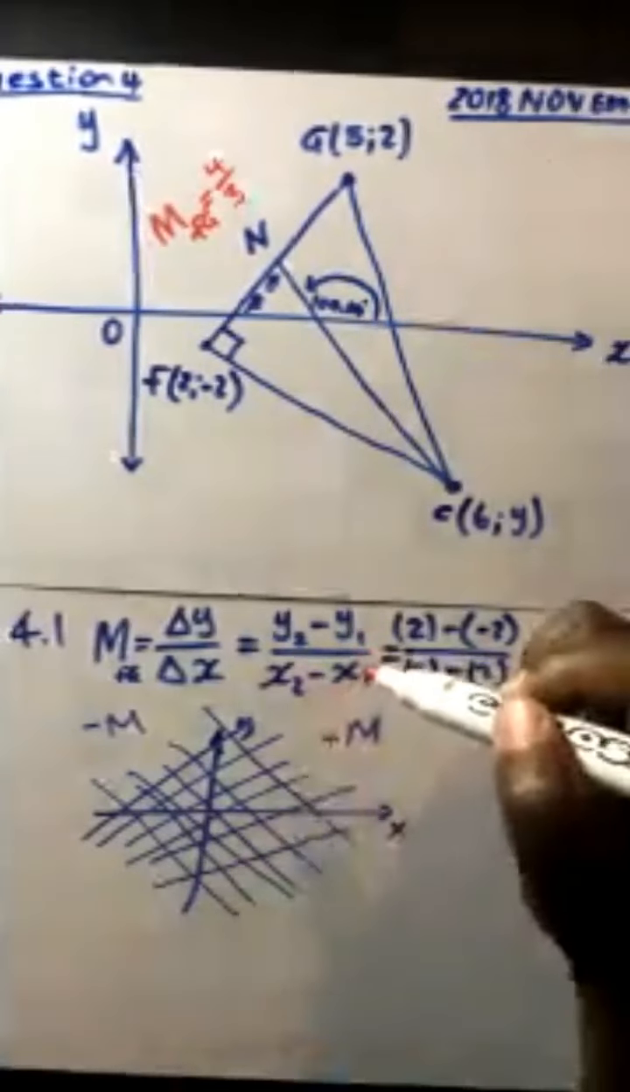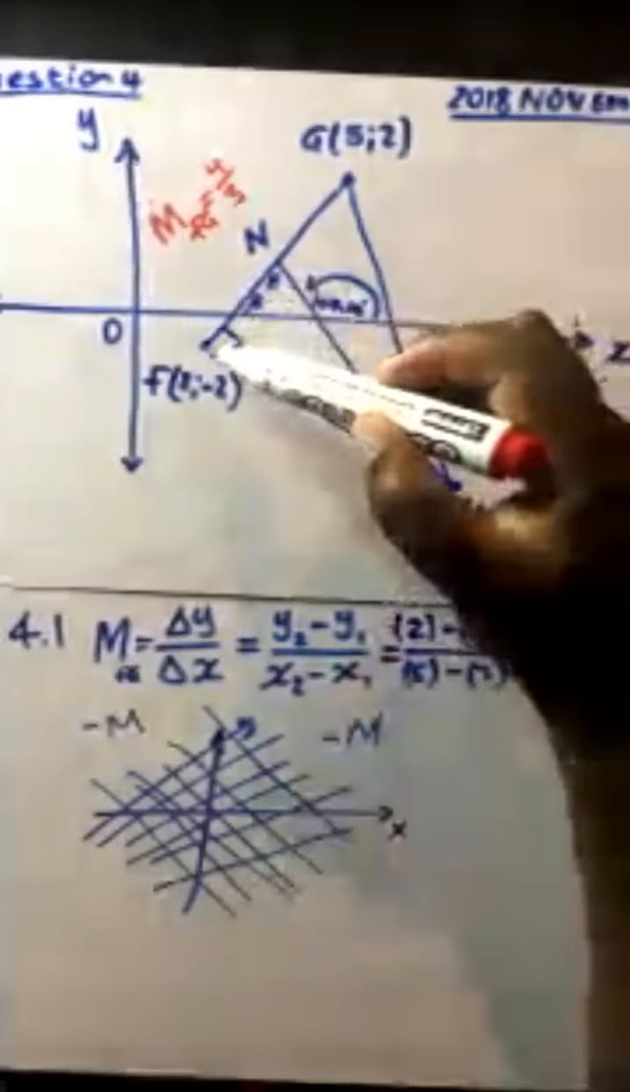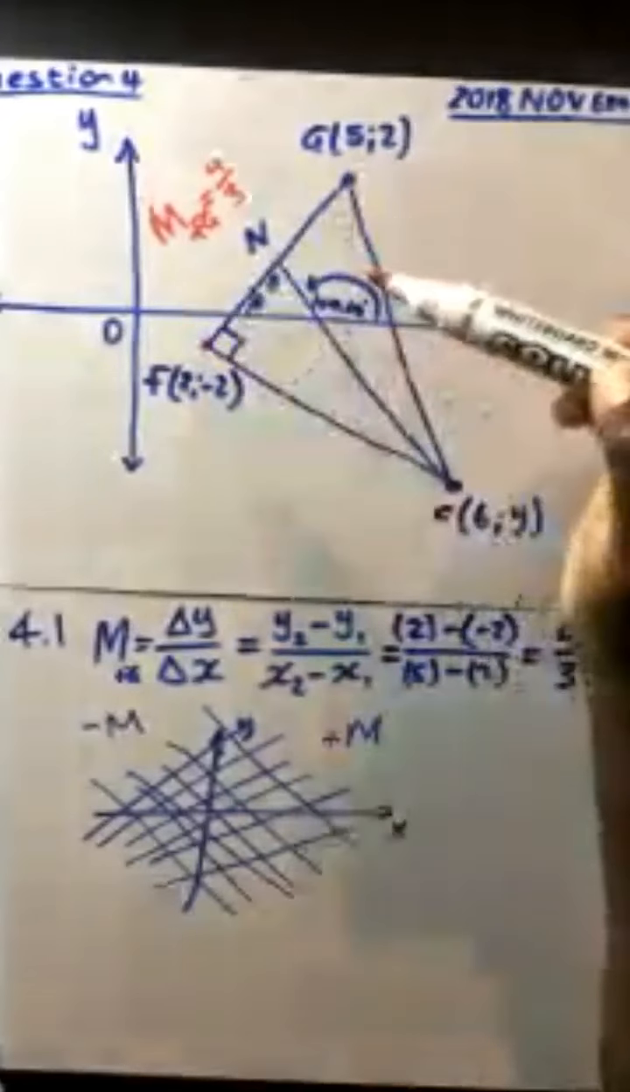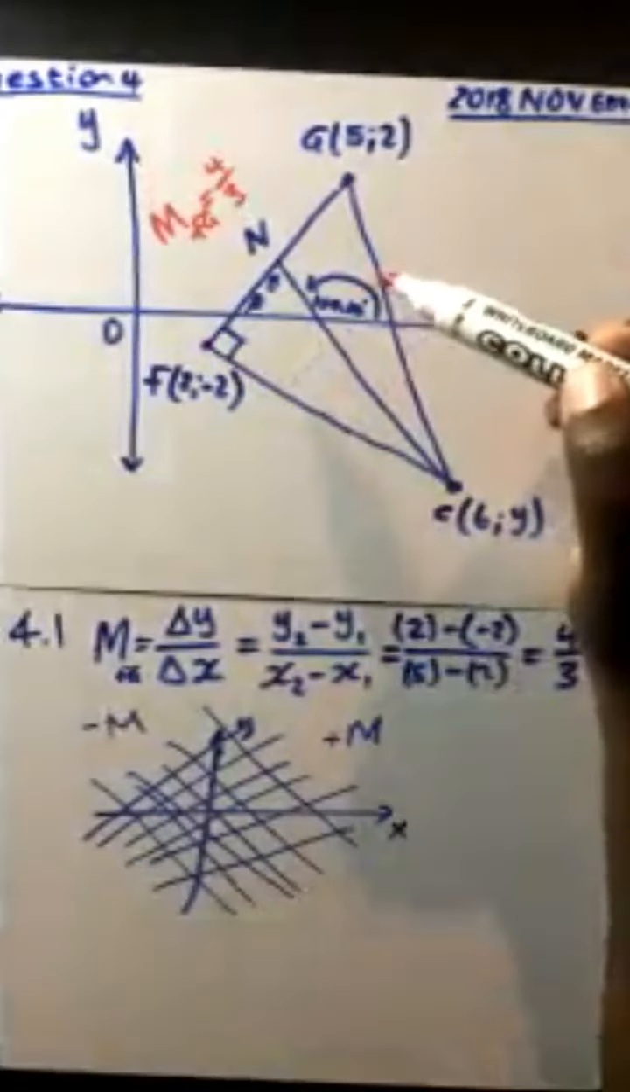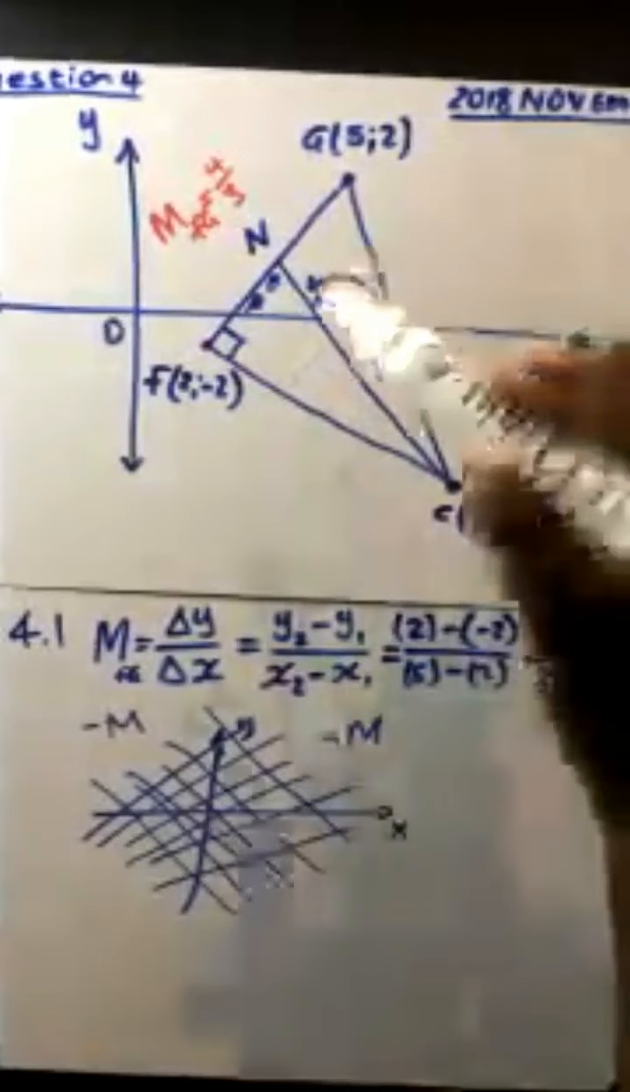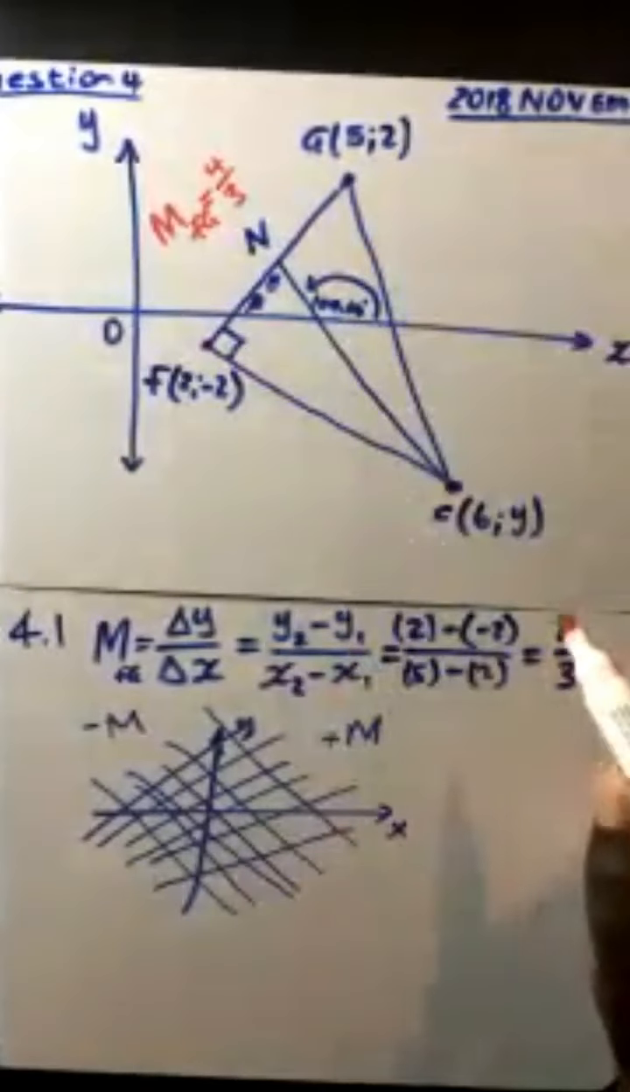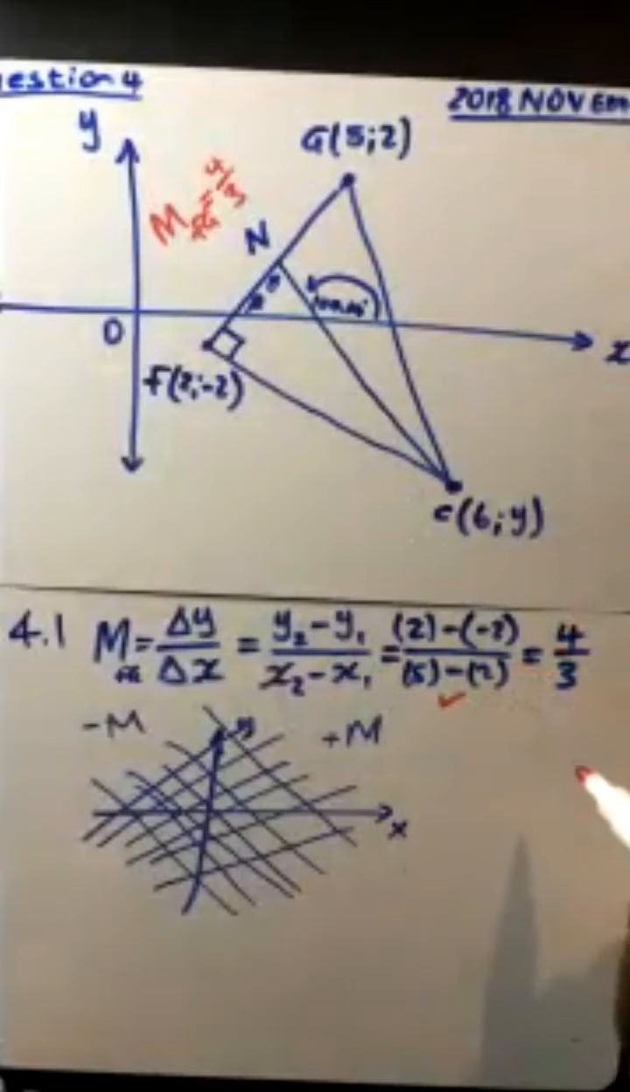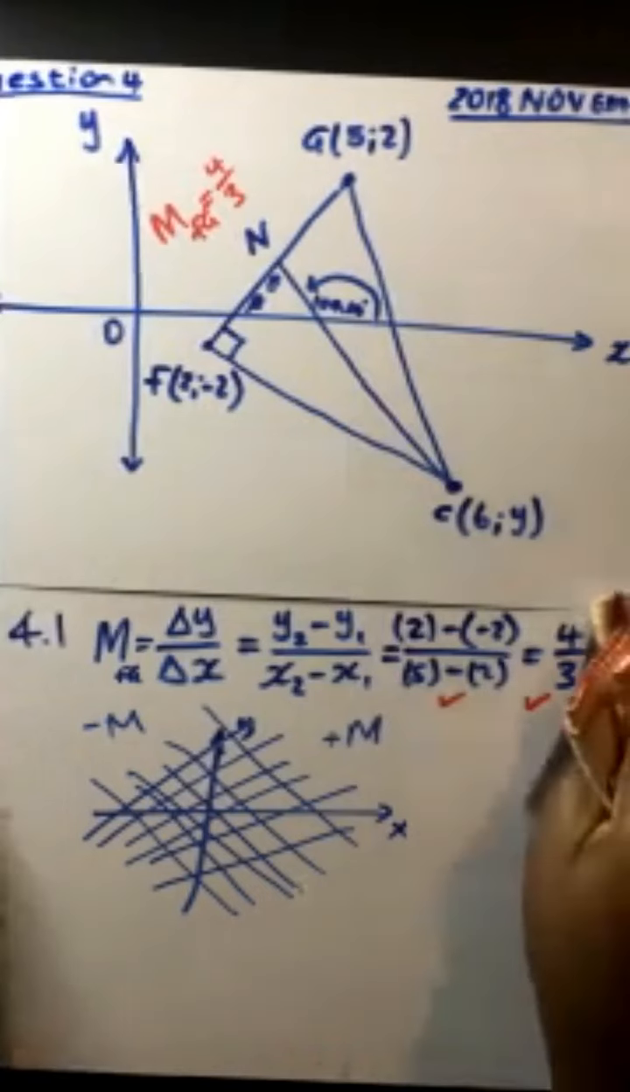The reason for you to notice is that if, when calculating the gradient of FG, you get a negative number, then you know you made a mistake somewhere. So guys, for this question, you're obviously going to get a mark for correct substitution and a mark for the final answer. So that is how you solve the first question of that question paper, or let me rather say the first question of question 4. So I'm going to remove all of these, then we'll move to the next question.